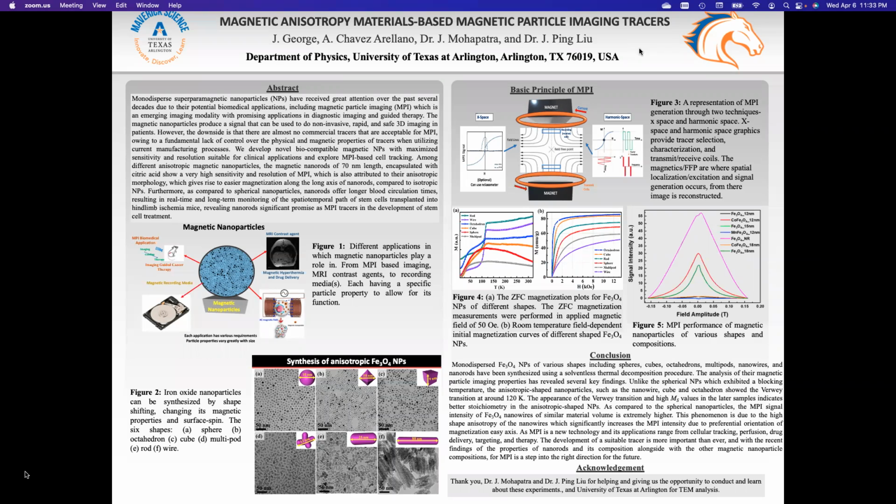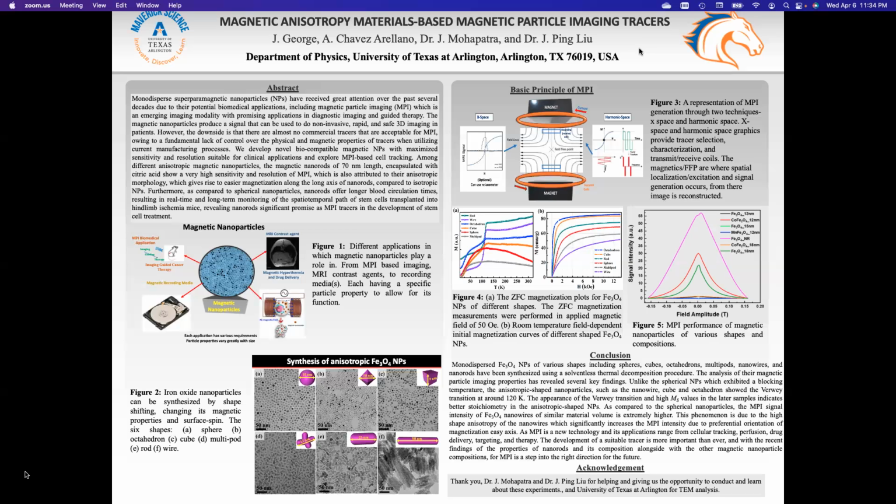Monodispersed superparamagnetic nanoparticles have received great attention over the past several decades for their potential in many applications, specifically biomedical ones. With new emerging imaging modalities known as magnetic particle imaging, or MPI, their uses can be implemented in diagnostics and guided therapies. However, the issue we face with implementing these modalities is a lack of control over the physical and magnetic properties of tracers when implementing them into commercial processes.